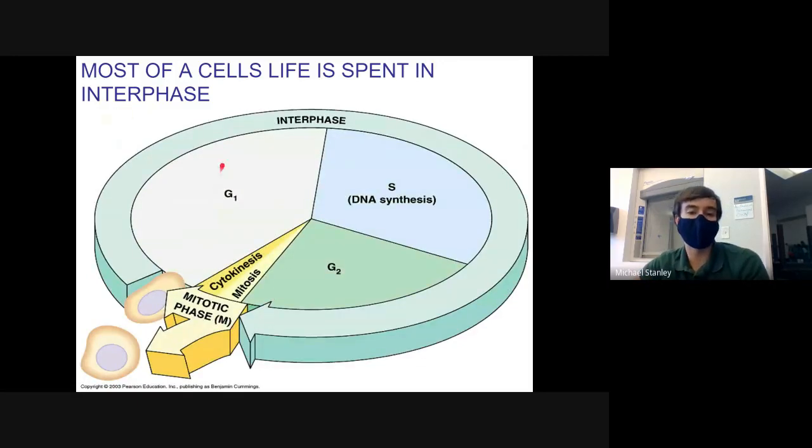So the G1 phase and the G2 phase and the S phase are pretty long in terms of the percentage of time the cell goes through it. But actually splitting the cell apart is a very fast process that cells go through very quickly.